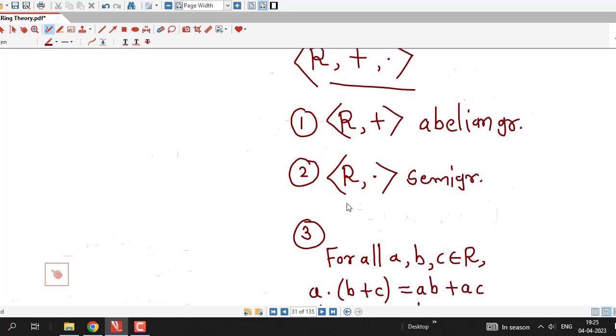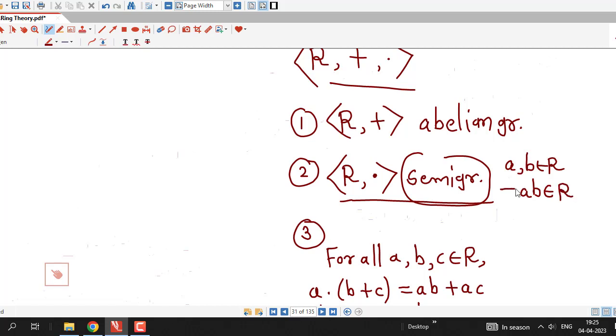Now suppose this ring satisfies certain extra conditions with respect to this multiplication operation. R with multiplication is a semi-group. That means if we take any two elements in the ring R, then A into B is also in the ring R, and the associative property is satisfied. A into BC equal to AB into C for all A, B, C belongs to R. So these two conditions make R with multiplication operation a semi-group.